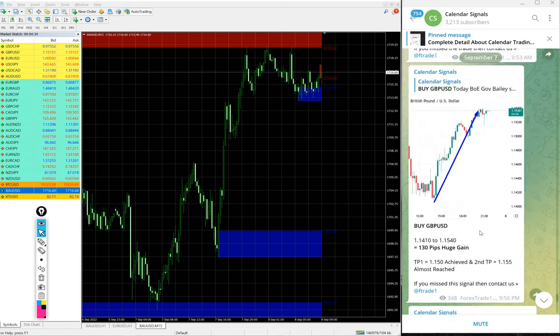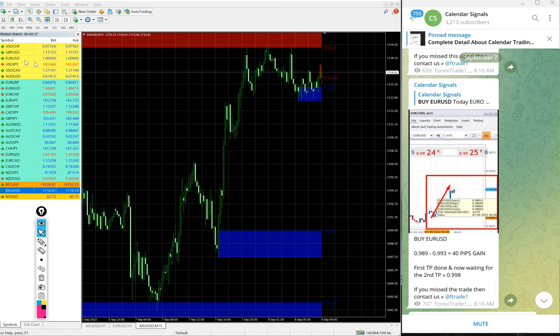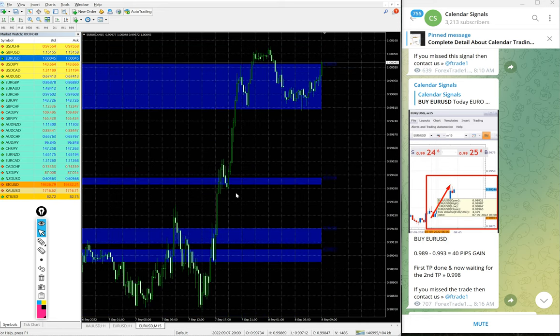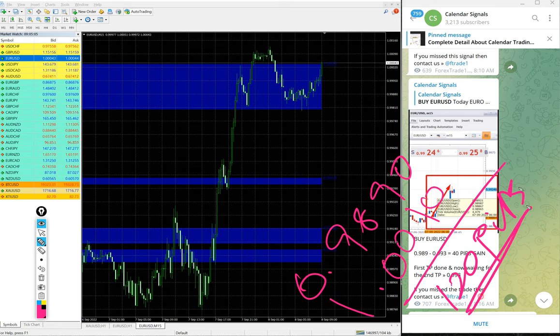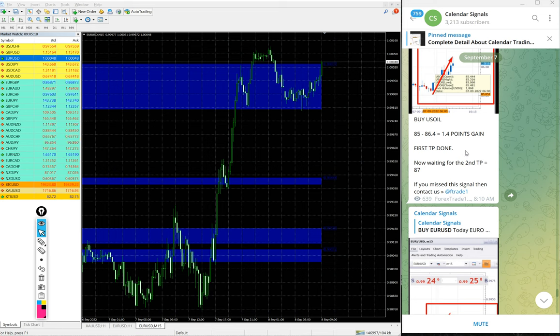GBP we have seen, and then gold, then EURUSD. We gave buy EURUSD. Again, EURUSD also performed well. 0.9890 is the entry, and high traded 1.0018, so 120 pips gain on EURUSD, again huge profit on EURUSD also.